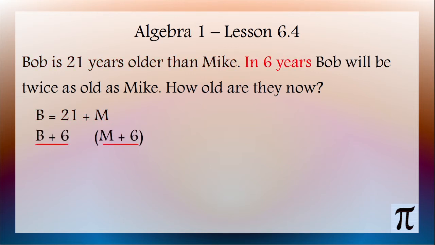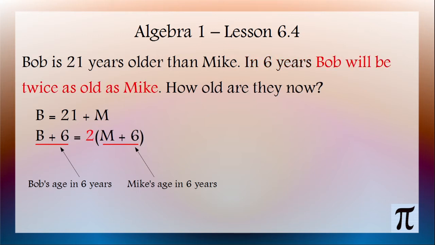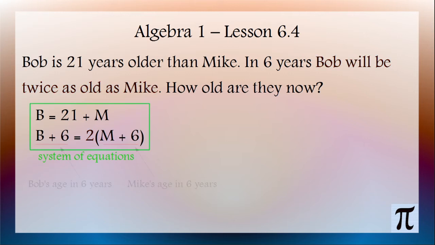So let's focus on this statement, in 6 years. So we know that in 6 years, Bob's age will be b plus 6, and Mike's age will be m plus 6, as shown here underlined. We know that Bob will be twice as old as Mike, so twice Mike's age in 6 years will equal Bob's age in 6 years. We are again left with a system of equations. So let's solve it.